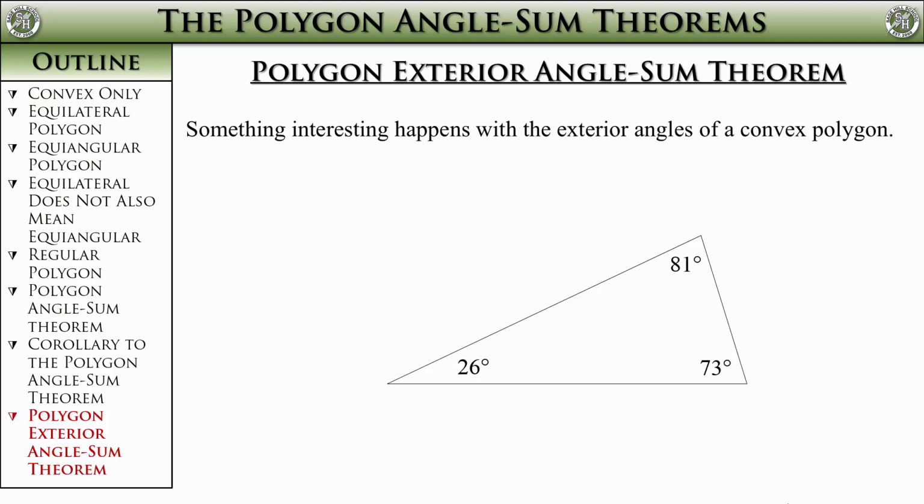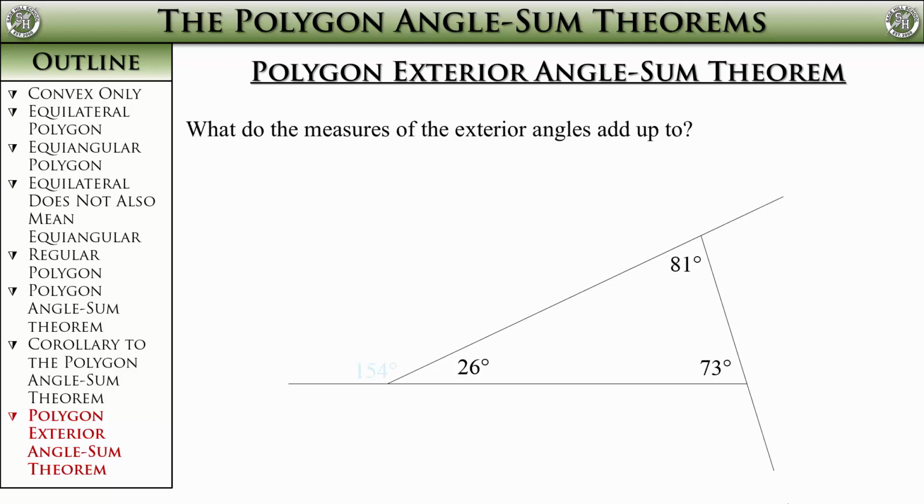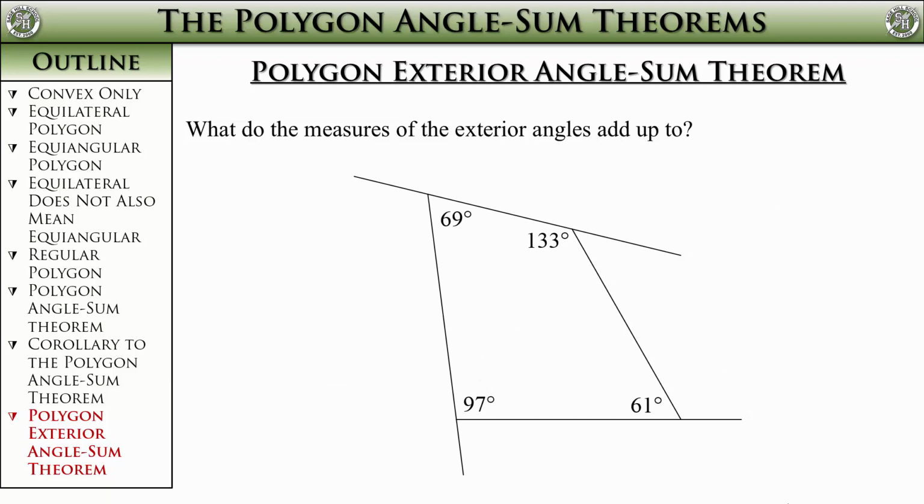Now I said we are dealing with the exterior angles, so let's draw those in. What do the measures of these exterior angles add up to? With some quick calculator work, you should be able to verify that the exterior angles add up to 360 degrees. If you drew your own triangle to see if it worked for your numbers, your exterior angles should also add up to 360 degrees. Here's a quadrilateral with some random angle measures.